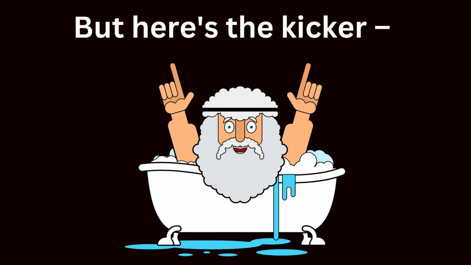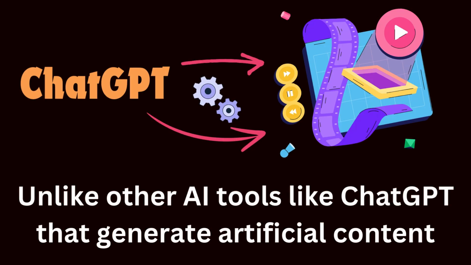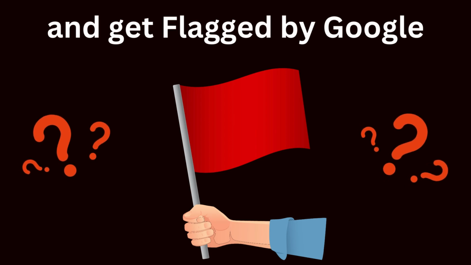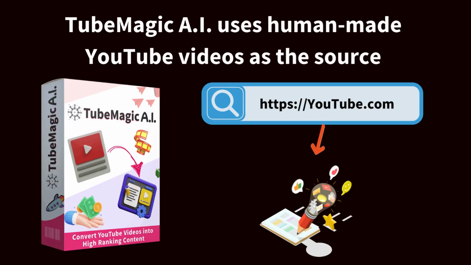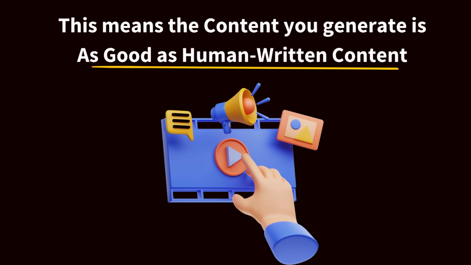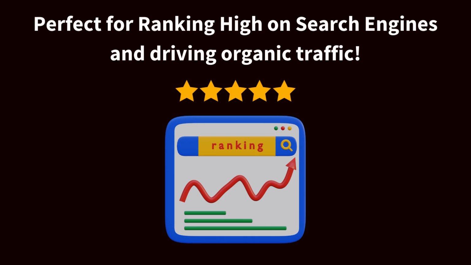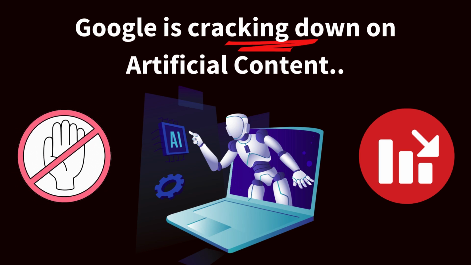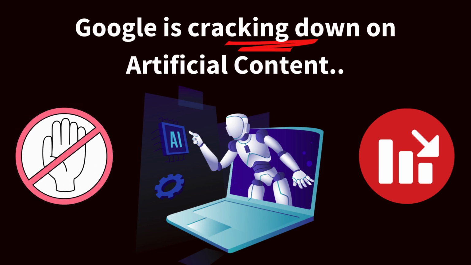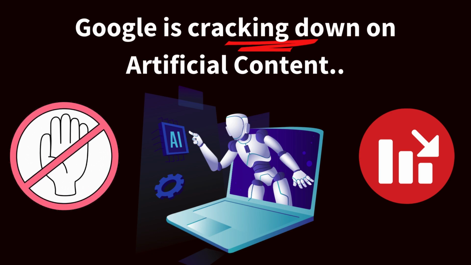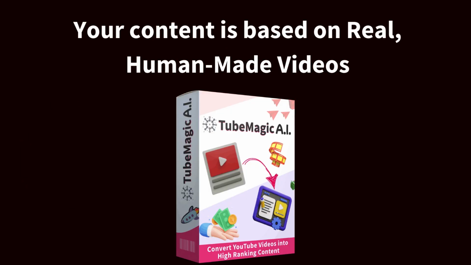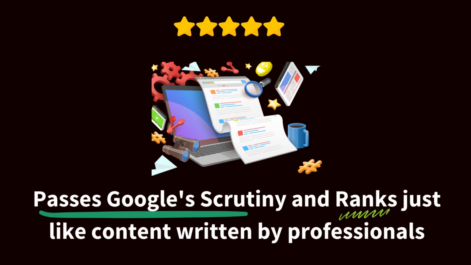But here's the kicker. Unlike other AI tools like ChatGPT that generate artificial content and get flagged by Google, TubeMagic AI uses human-made YouTube videos as the source. This means the content you generate is as good as human-written content, perfect for ranking high on search engines and driving organic traffic. Google is cracking down on artificial content, which means AI-generated articles from tools like ChatGPT just don't cut it anymore. But with TubeMagic AI, your content is based on real human-made videos, ensuring it passes Google's scrutiny and ranks just like content written by professionals.